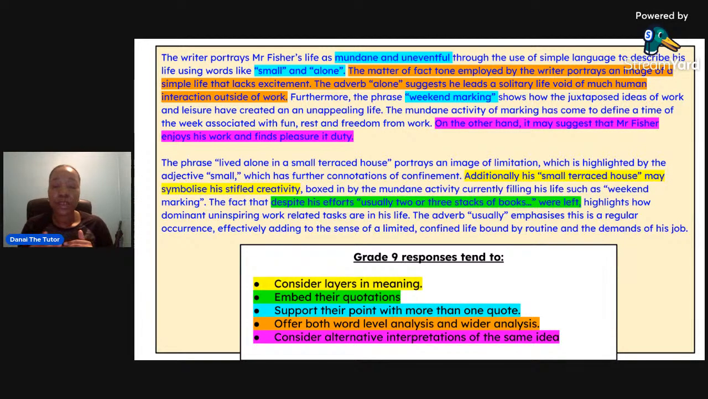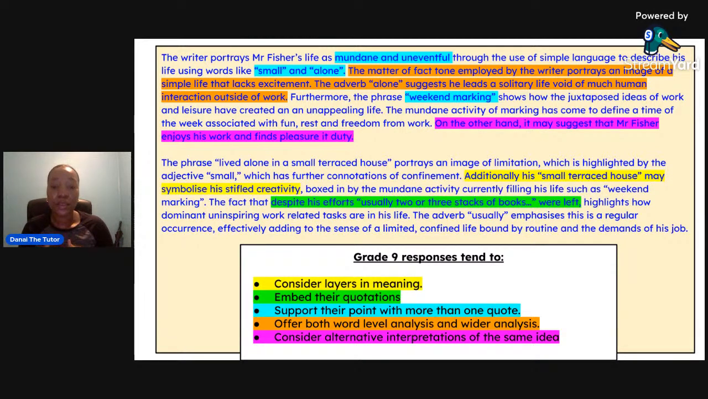Grade 9 responses also tend to embed their quotations, okay? By that, I mean we're not saying "this quote shows" and then putting the quote; you're embedding it with what you're saying, so it's almost the same sentence. So the part highlighted in green, the fact that despite his efforts, usually 2 or 3 stacks of books were left, okay? And the quote is "usually 2 or 3 stacks of books". But if I was saying it out loud, you wouldn't know I'm introducing a quote. That's how you can know whether you're embedding a quote.